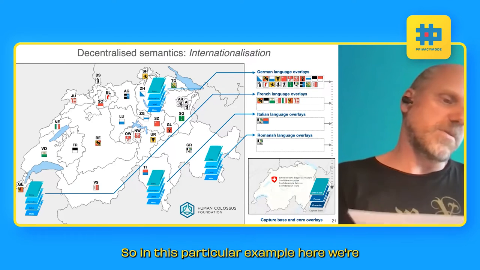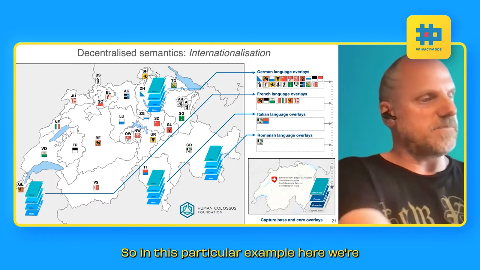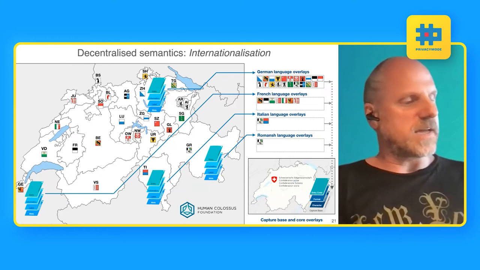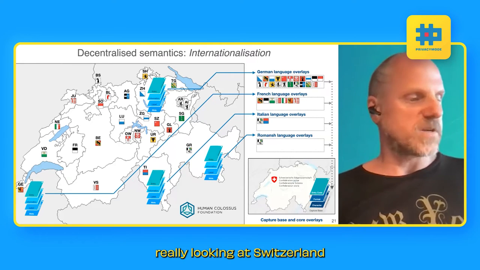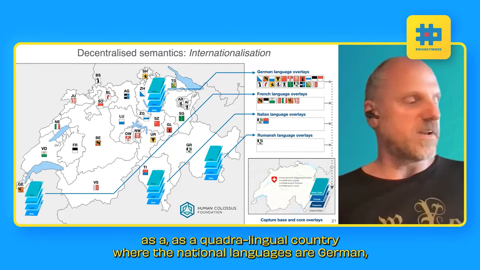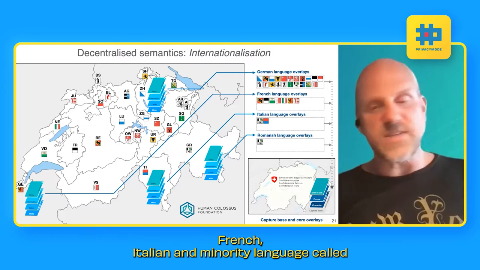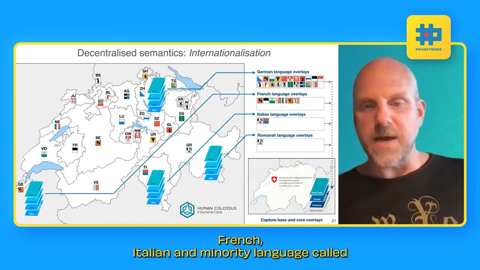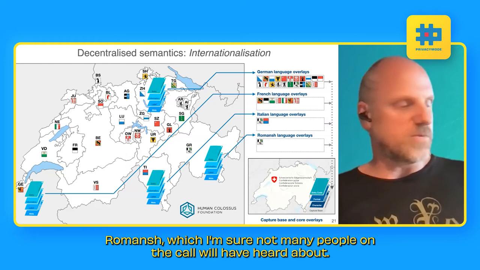In this particular example, we're looking at Switzerland as a quadrilingual country where the national languages are German, French, Italian, and a minority language called Romansh, which I'm sure not many people on the call will have heard about.